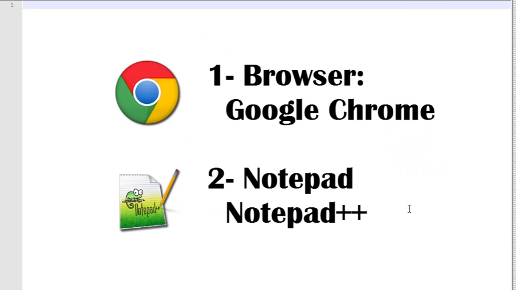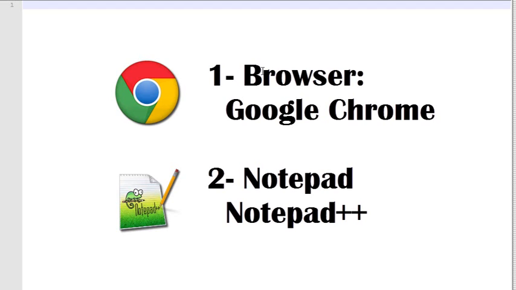Okay, so there are two things that you will need to create a game. The first one is a browser. If you're watching this video, then I guess you already have one, but the one I highly recommend to get is Google Chrome. The main reason is that it has a really good debugger, it's a fast browser, and all the functionalities that I will show you in this video will work in Google Chrome.